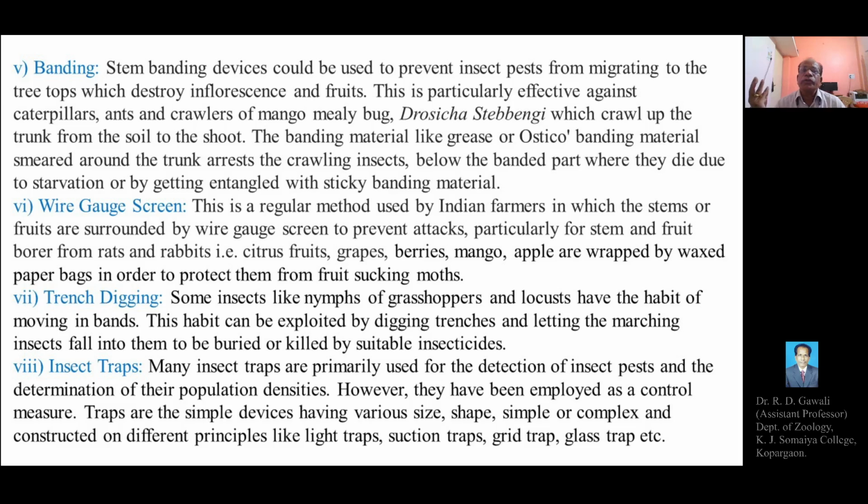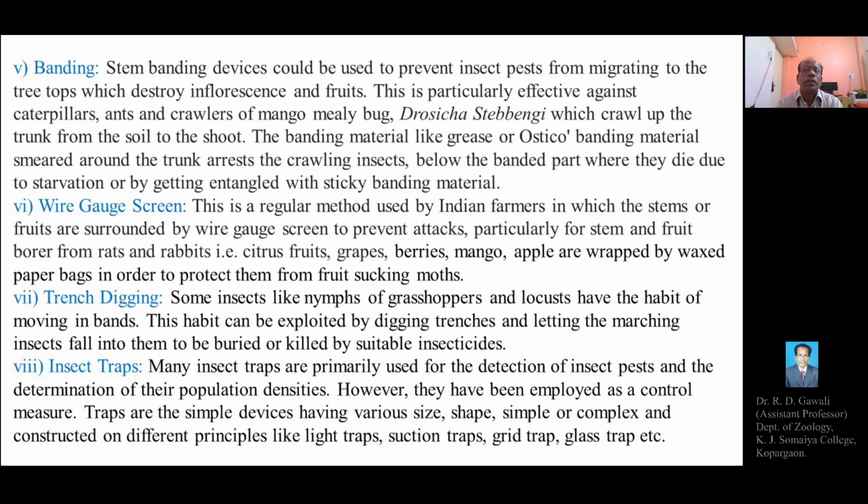That is, citrus fruits, grapes, berries, mango, apple are wrapped by waxed paper bags in order to protect them from fruit sucking moths. So we might have seen different types of wire gauze screens. So these wire gauze screens are the bags which are simply wrapped around the stems or the shoots or even around the fruits like the bunch of grapes, berries, mangoes. So certain types of fruits can be covered on all sides by using the waxed paper bags in order to protect them from fruit sucking moths.